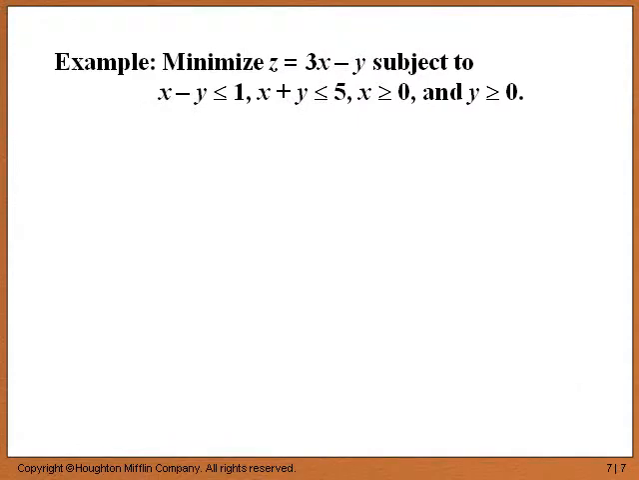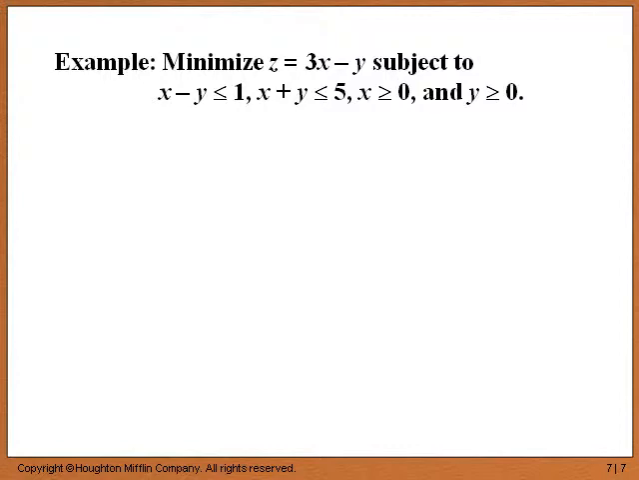Another example: minimize z equals 3x minus y subject to x minus y is less than or equal to 1, x plus y is less than or equal to 5, x is greater than or equal to 0, and y is greater than or equal to 0. This is a linear programming problem. We have z equals 3x minus y as our objective function. We have 4 constraints, which is our system of linear inequalities.